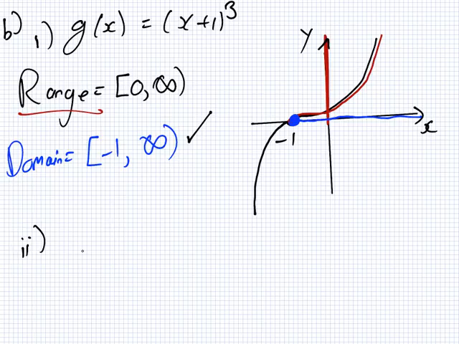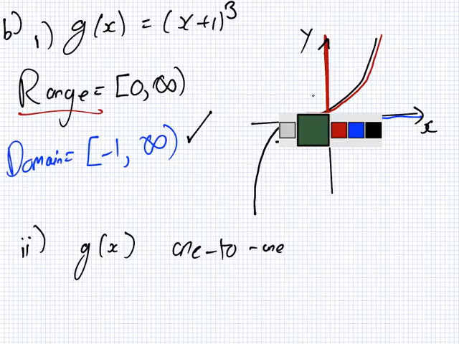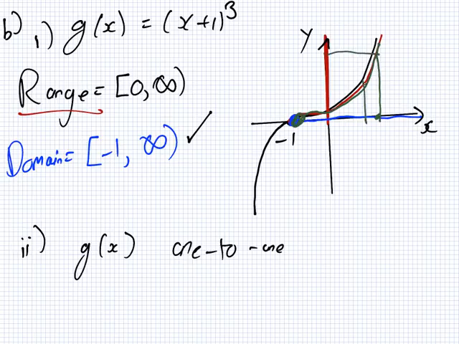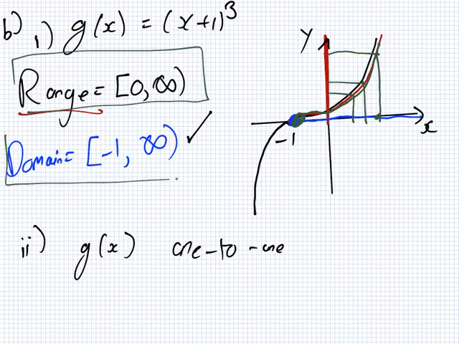Right, is g(x) one to one? What do you think? Is it one to one? Yes, it is, but only for the part in the question, which is from here to here. For every x value, you always get a different y value. Because in the question they said the range is this, which means the domain is this, which means we're only looking at this part.